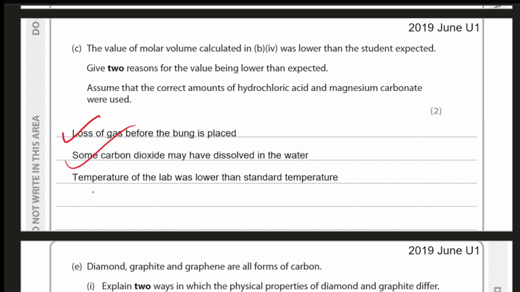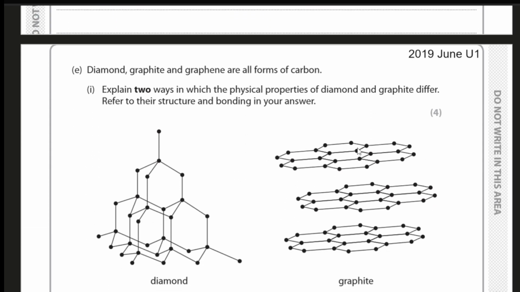And last of all, we can say the temperature of the lab was lower than the standard temperature, so obviously this would result in the gases not expanding, and that is why the molar volume would be lower, because we know that if temperature increases, the expansion of the gas is higher.